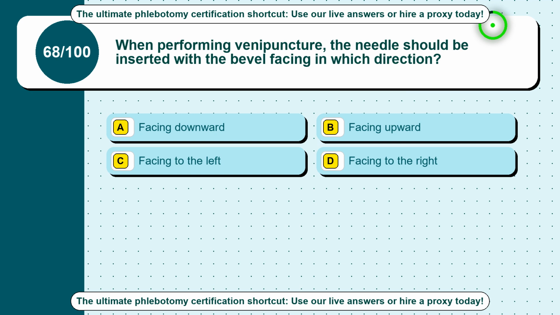Question 68. When performing venipuncture, the needle should be inserted with the bevel facing in which direction? Option A. Facing downward. Option B. Facing upward. Option C. Facing to the left. Option D. Facing to the right.